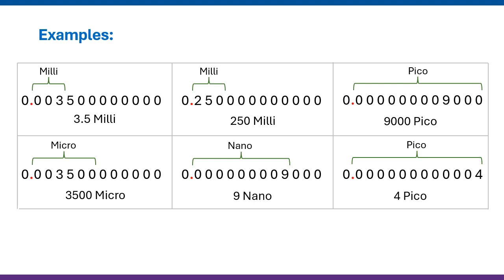If we have pico, which is 10 to the minus 12, and we move the decimal place over 12 times to the right, we get 9,000 pico, because the decimal place that we've moved over will end up to the right side of the final 0.